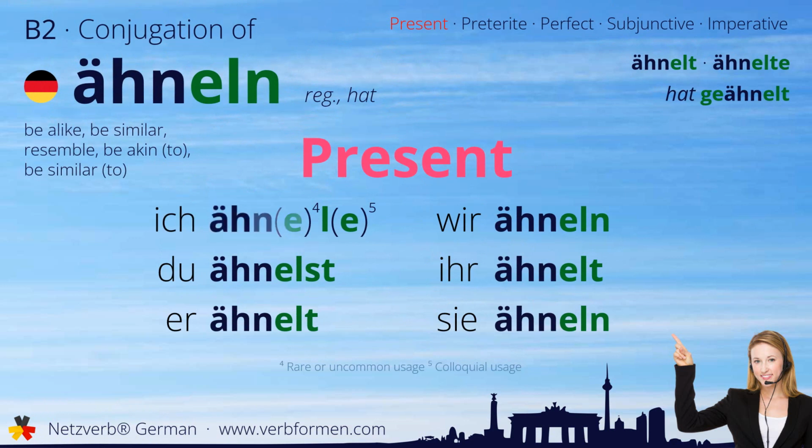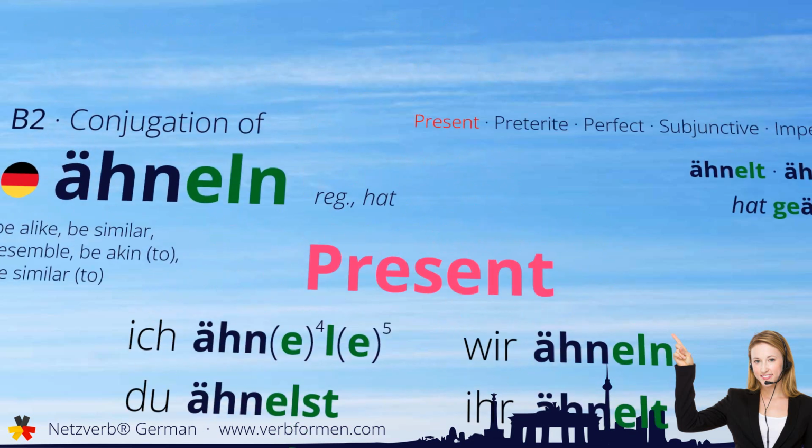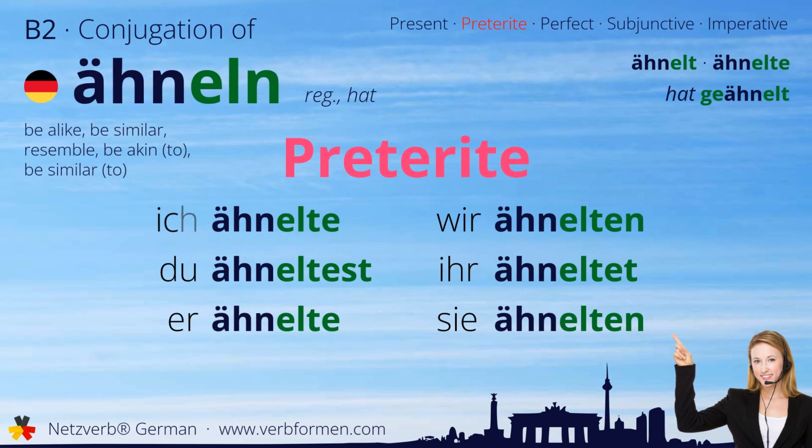Ich ähnle. Du ähnelst. Er ähnelt. Wir ähneln. Ihr ähnelt. Sie ähneln. Next up is the preterite. Ich ähnelte. Du ähneltest. Er ähnelte. Wir ähnelten. Ihr ähneltet. Sie ähnelten.